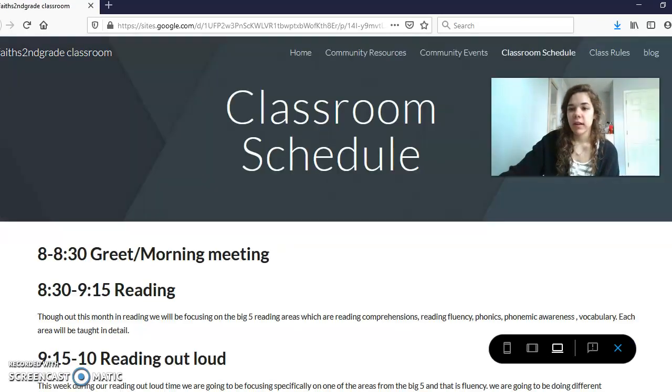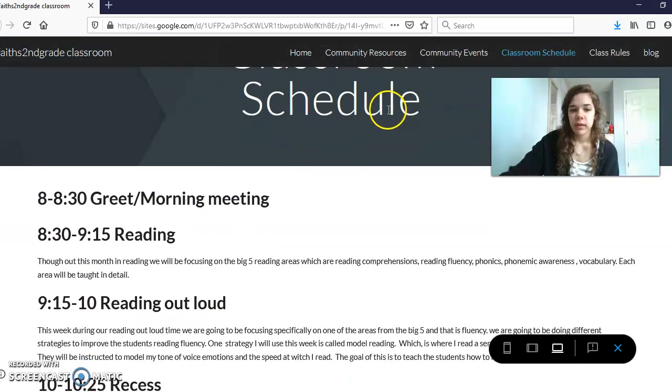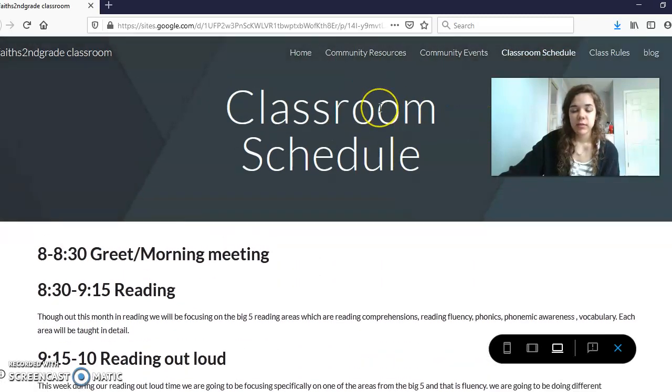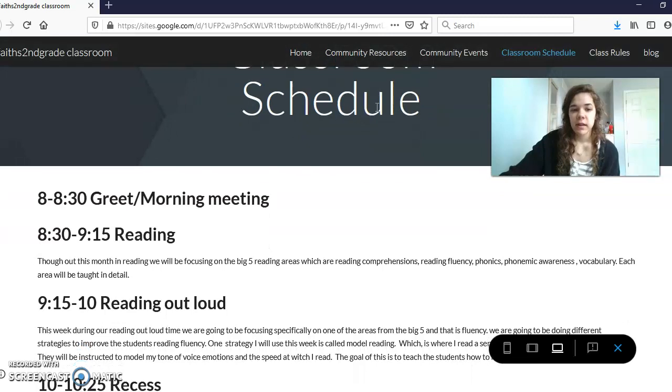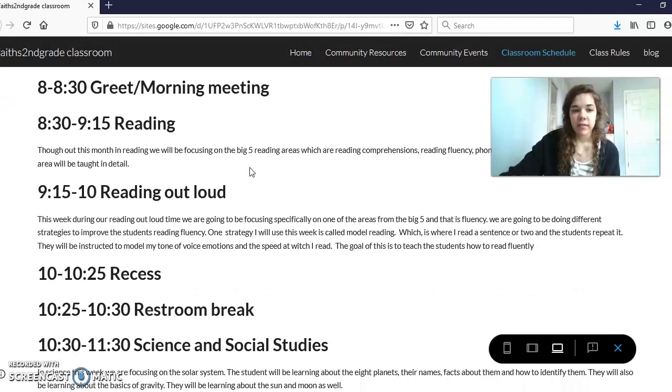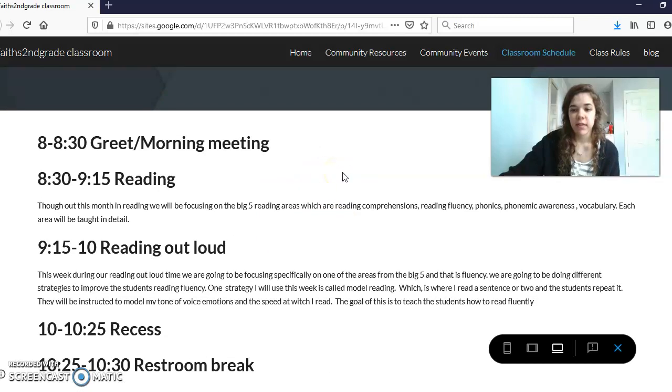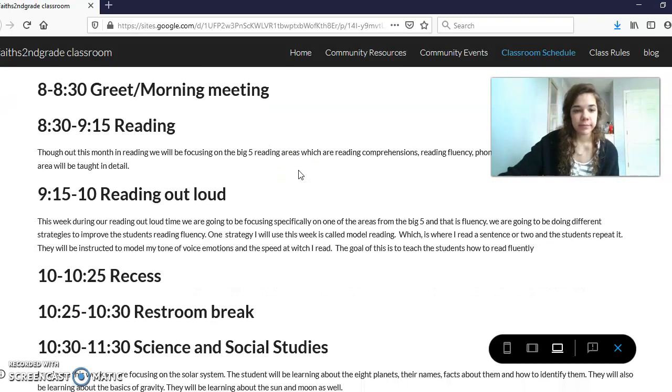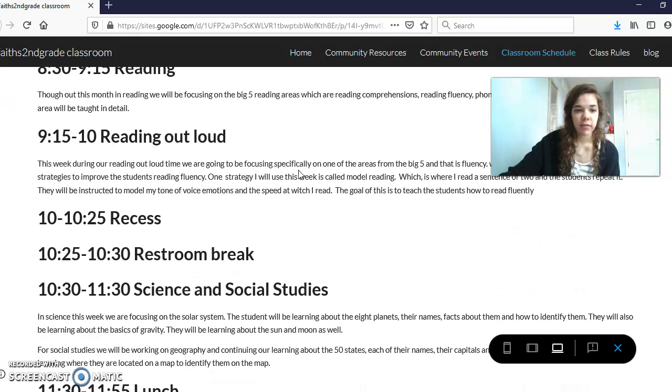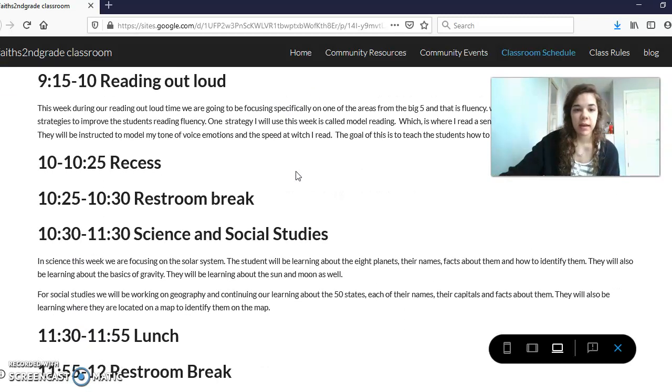So next we have our classroom schedule, and this is what goes on on a day-to-day basis. First, from 8 to 8:30 we have our morning meeting, and then 8:30 to 9:15 is reading. And this month in reading we're going to be learning about the big 5 areas of reading, which are comprehension, fluency, phonics, phonemic awareness, and vocabulary. And each of these are going to be taught in detail. Next, from 9:15 to 10 we have our reading out loud time.